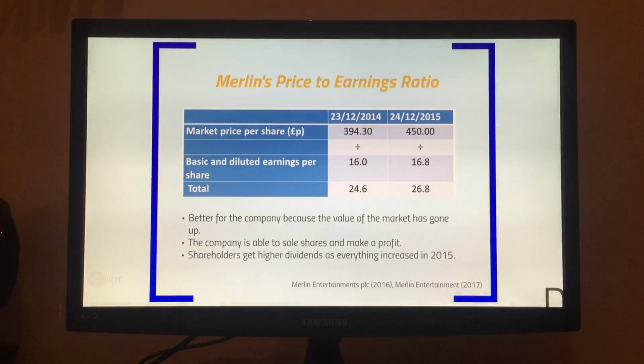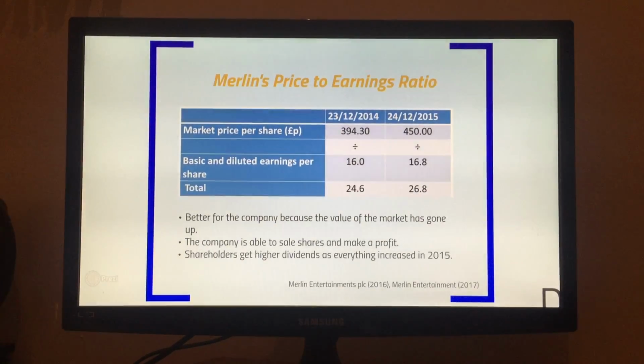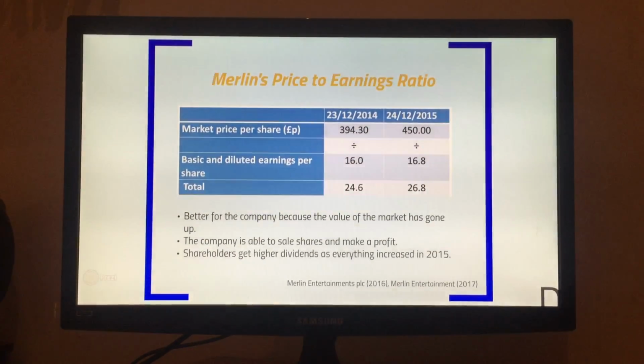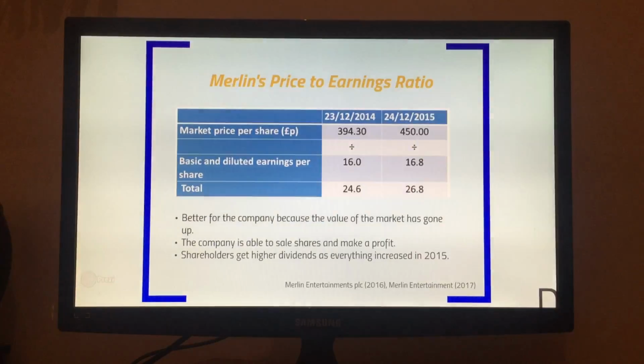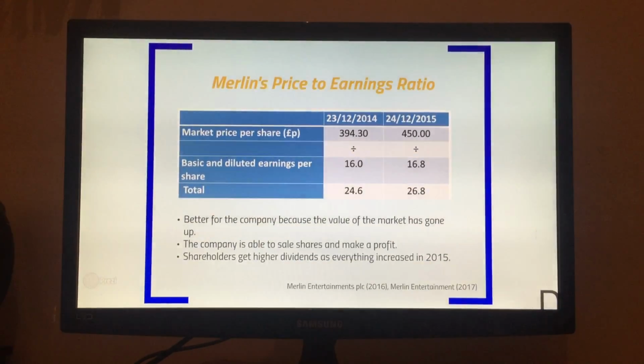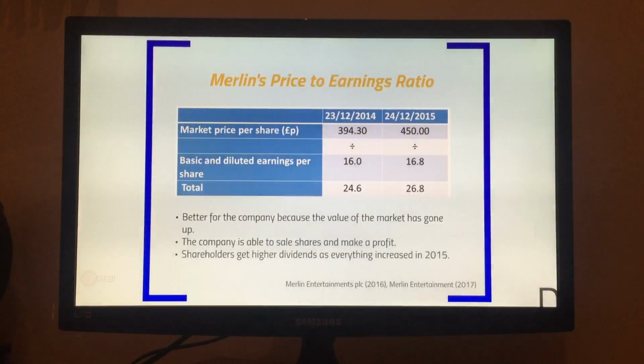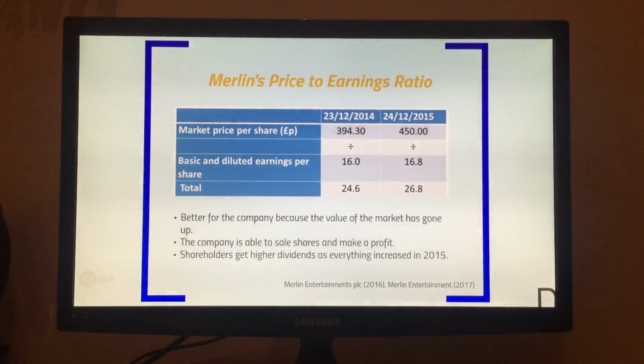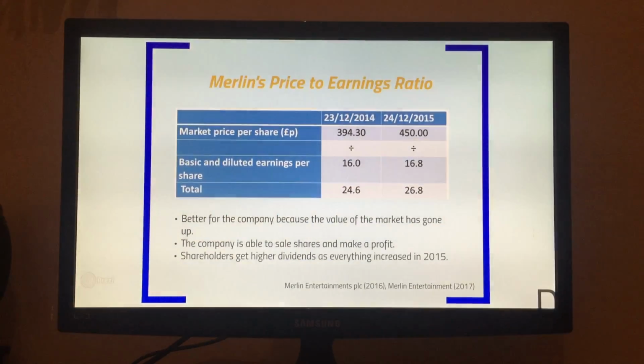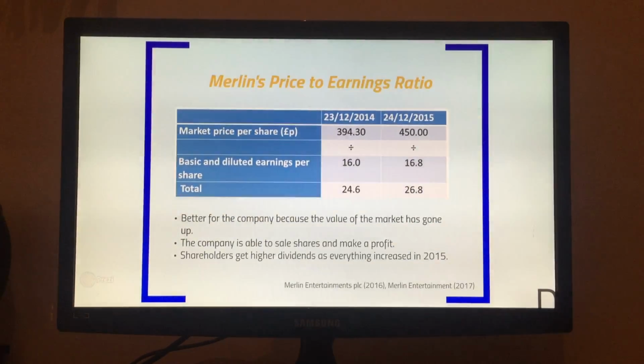And here's the data collected for Merlin's price to earnings ratio. As you can see, in 2015 it has steadily increased. So this shows that it's better for the company because the value of the market has gone up, and that the company is able to sell shares and make a profit, and that shareholders can get higher dividends, as everything has increased in 2015.